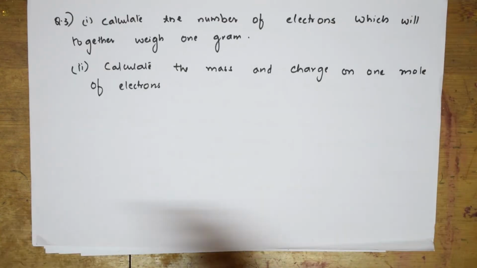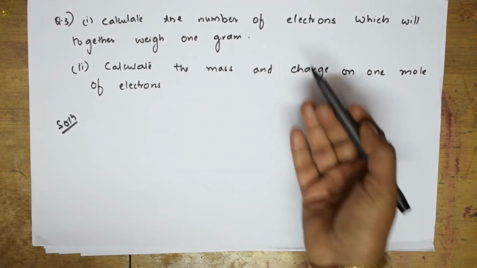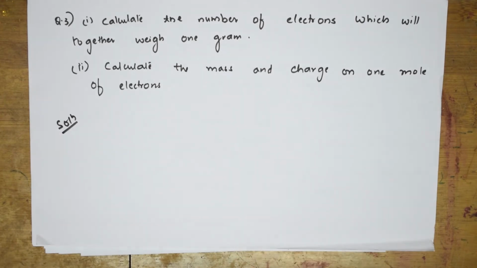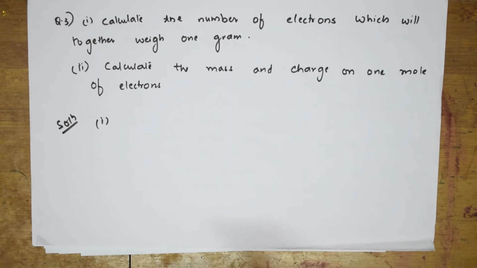So what does the sum want us to do here? They said calculate the number of electrons which will together weigh 1 gram. I need to calculate the number of electrons which will be there in 1 gram. Next is to calculate the mass and charge on 1 mole of electrons. Okay, simple. Let us start with the first one. Calculate the number of electrons, they said. So how many electrons are there in 1 gram?